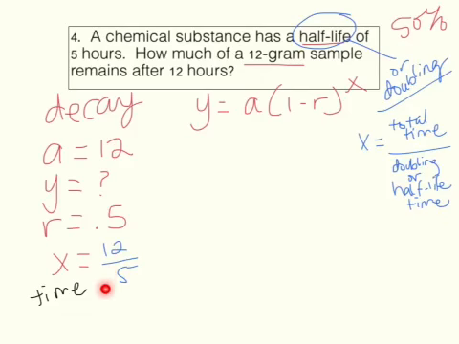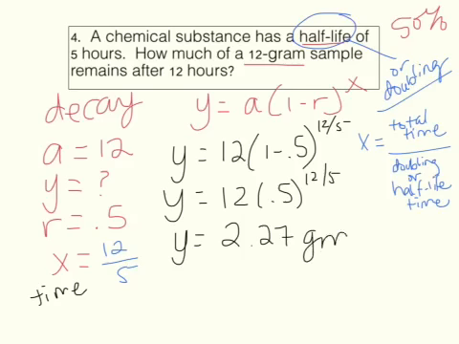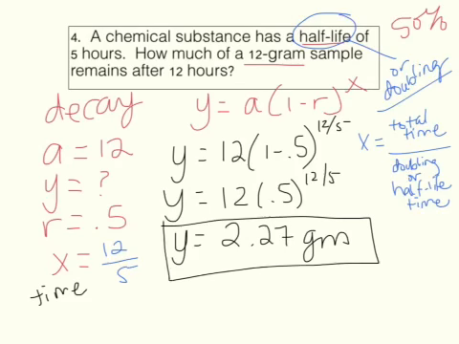All right, so now that we're here, that was the tricky part, but now we can do just like we did in the last 3 examples and plug into our equation. So we don't know y, we know our a, we know the rate, and we know our x. And I can simplify. This becomes 0.5. And then from here, I'm plugging this into my calculator and finding my y value. And when I do that, I end up with y being about 2.27. And remember, we wanted to know how much of that 12-gram sample is left. So after 12 hours, I have 2.27 grams of my chemical substance left.